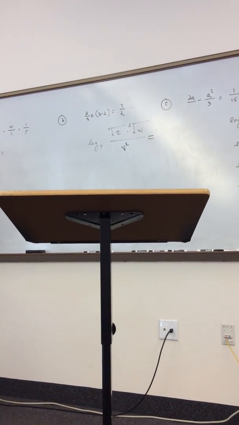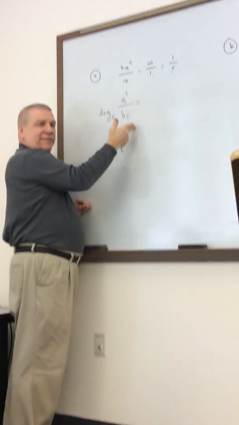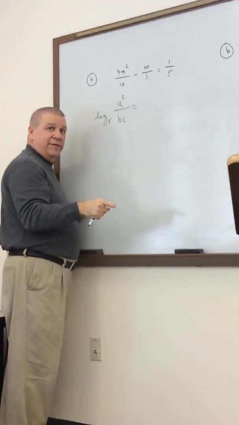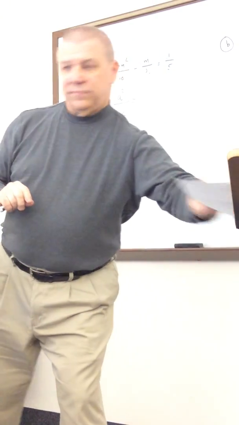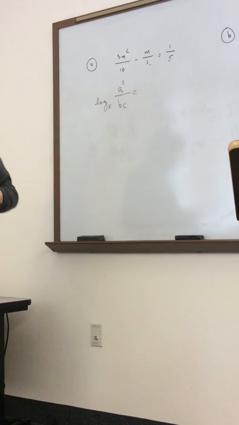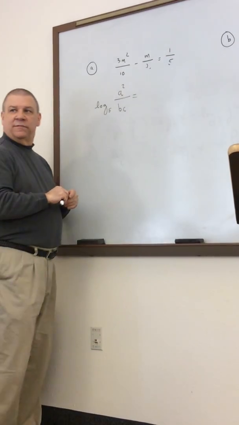Give me your first line of work. What do you see here? A log of a fraction. So that's property 2, right? Give me the first line of work, somebody. Come on, we're almost done. Give me the first line of work. Jack.